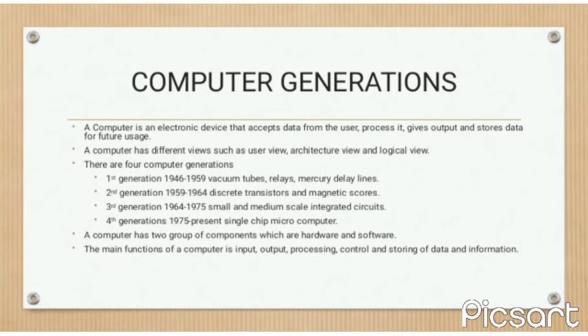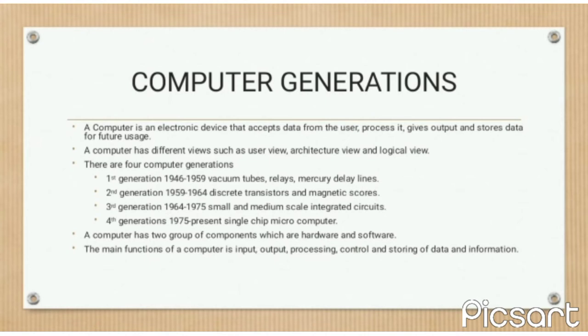A computer is an electronic device that accepts data from the user, processes it, gives output, and stores data for future use. A computer has different views. These views are user view. This is where the user sees software speed, storage capacity, and peripheral device functionality. Also, there's architect view.